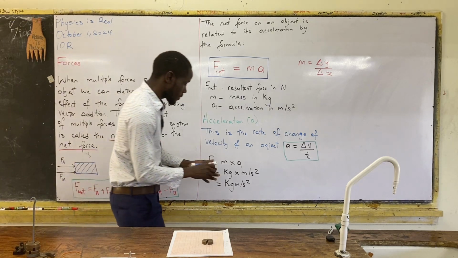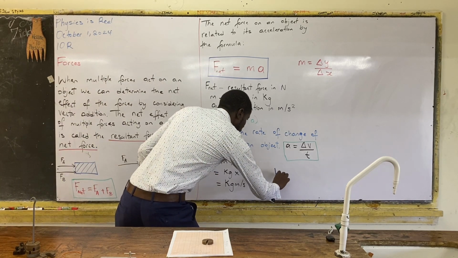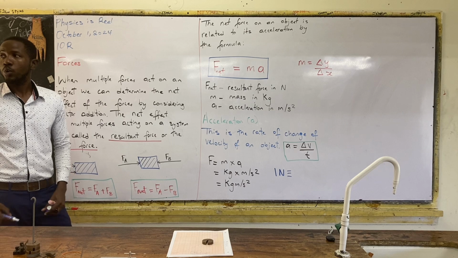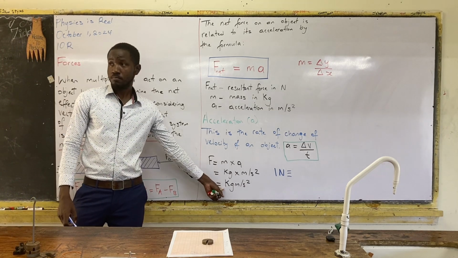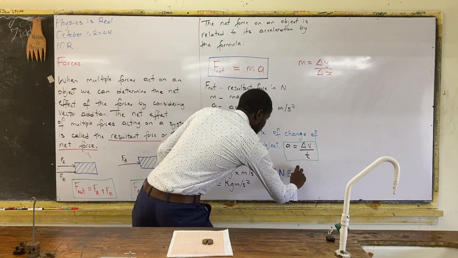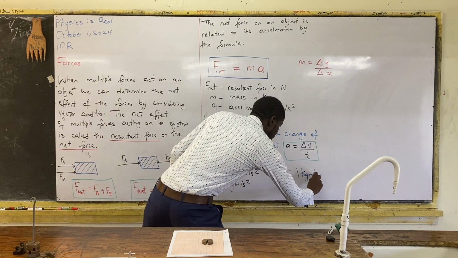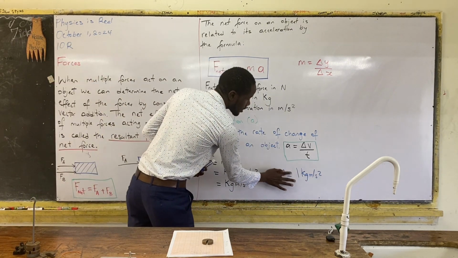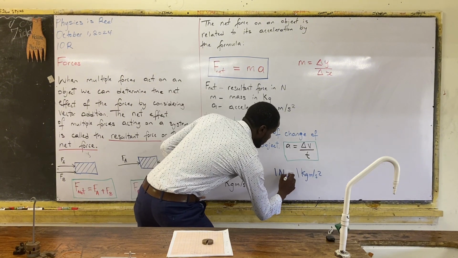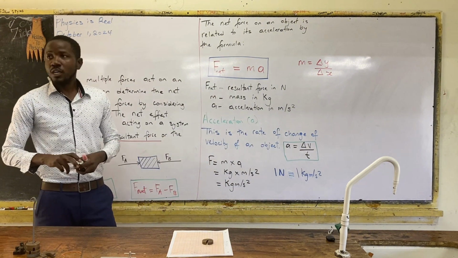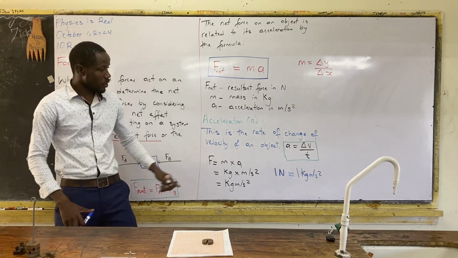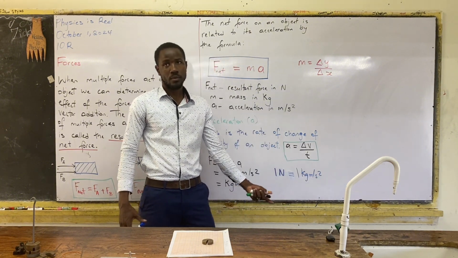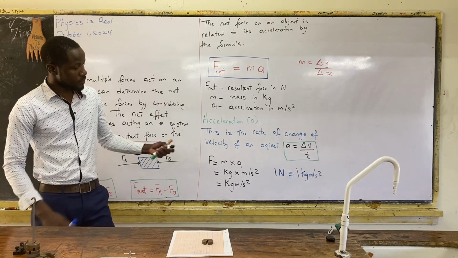So what we see now is that 1 Newton, students, is equivalent to 1 kilogram meter per second squared. And again, these three horizontal lines mean identical. So if you're given a question and you're asked to find the force and you calculate your value, you must represent it as either Newton or kilogram meter per second squared. So that's what we have right there.